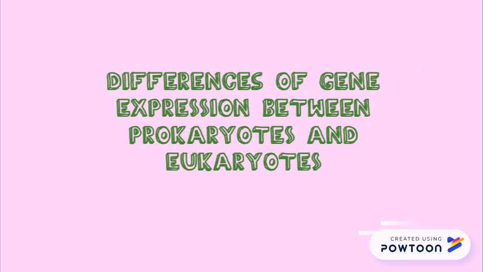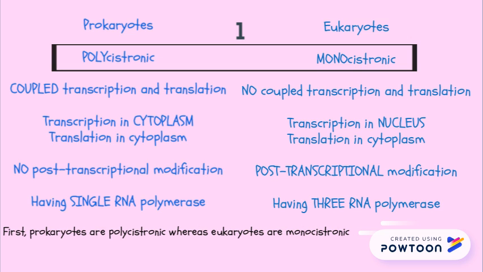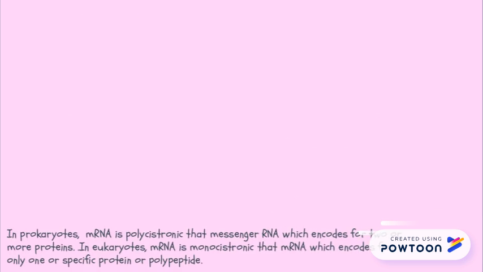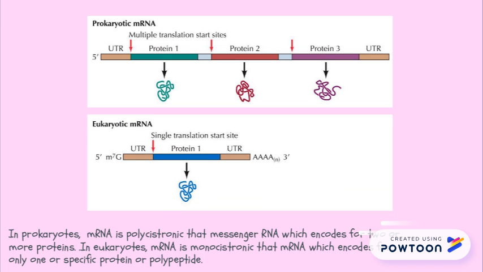Differences of gene expression between prokaryotes and eukaryotes. These are the differences between them. It will be explained in detail later. First, prokaryotes are polycistronic whereas eukaryotes are monocistronic. In prokaryotes, mRNA is polycistronic, that is messenger RNA which encodes for two or more proteins. In eukaryotes, mRNA is monocistronic, that is mRNA which encodes for only one specific protein or polypeptide.